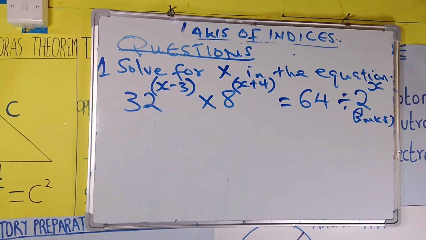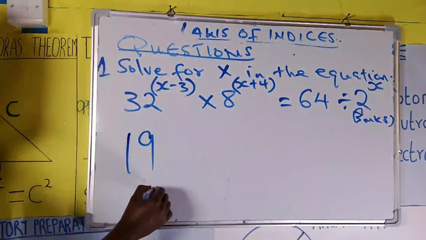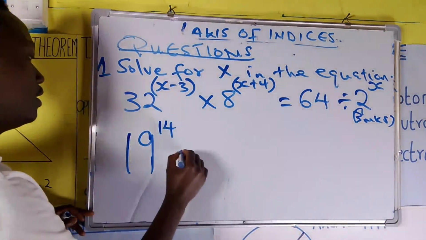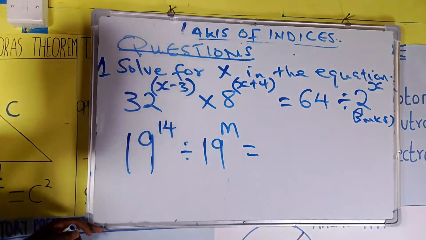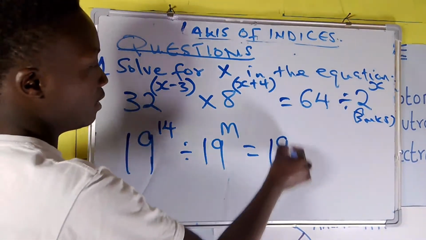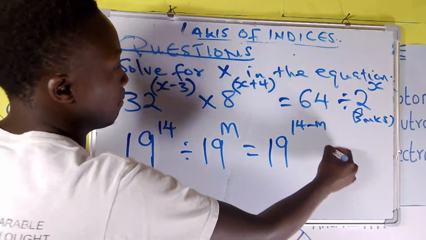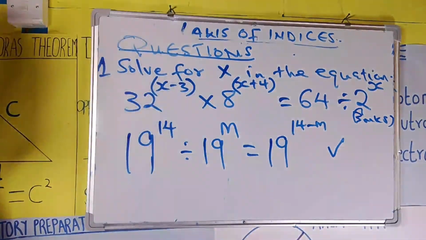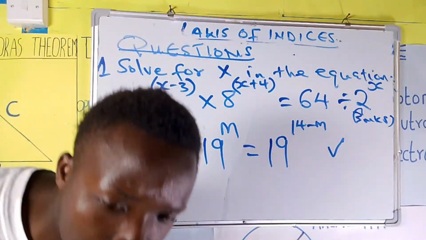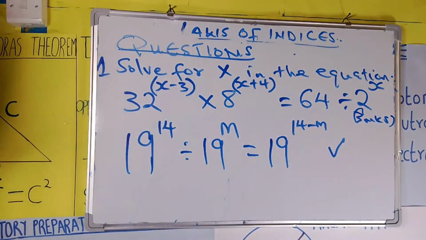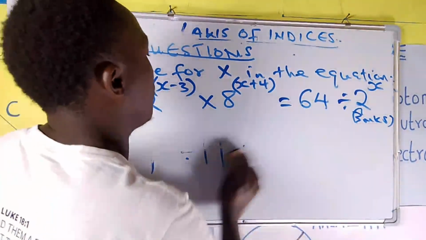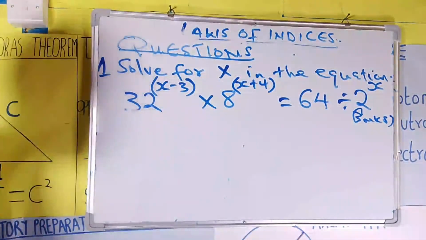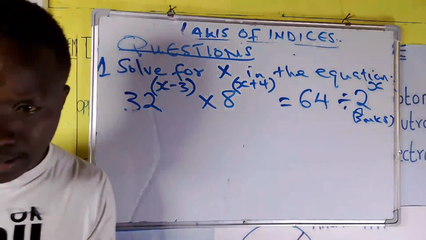Oh, hiyo 19, I think it was 19 to power 14 divided by 19 to power m. Tulikuwa to simplify. So ingekuwa 19 to power 14 minus m. So let's proceed with this one.